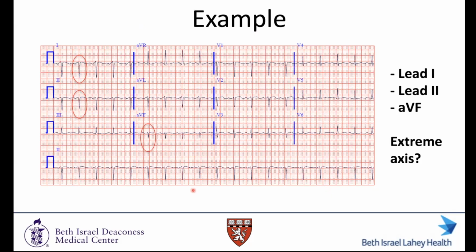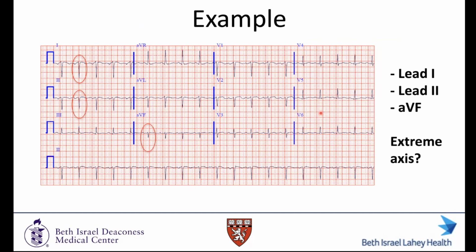The other thing to note is that your P waves are inverted in 1 and 2. So this could actually be more consistent with a limb lead reversal. The other thing that you can think about is dextrocardia. However, if you did have dextrocardia, you would actually expect to see poor R wave progression. And here we have good R wave progression. So all that taken together, this is more likely to represent limb lead reversal.